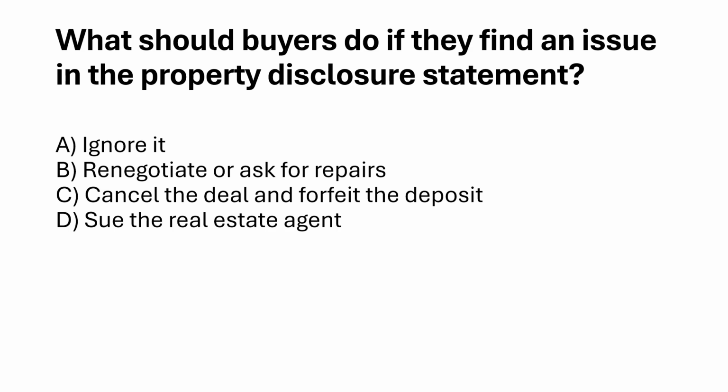What should buyers do if they find an issue in the property disclosure statement? Well, they could ignore it. Doesn't sound like a good idea. Renegotiate or ask for repairs. That might be an option. Cancel the deal and forfeit the deposit. Don't like that at all, especially when it comes to forfeiting the deposit. And then D, sue the real estate agent. Well, obviously the best answer is going to be to renegotiate or ask for repairs. But let's look at that. Sue the real estate agent.